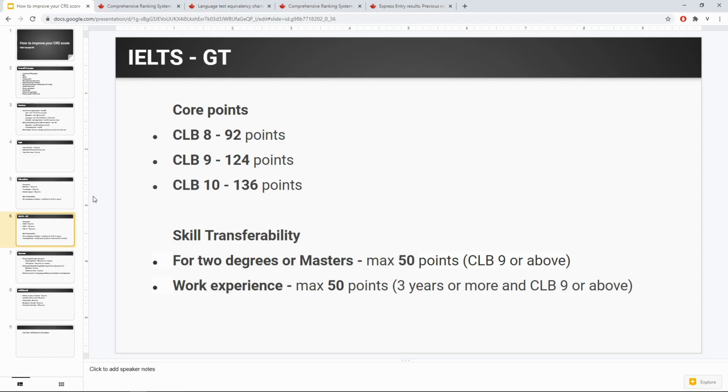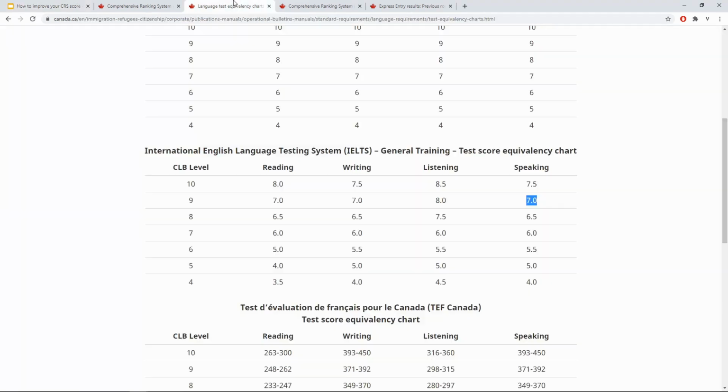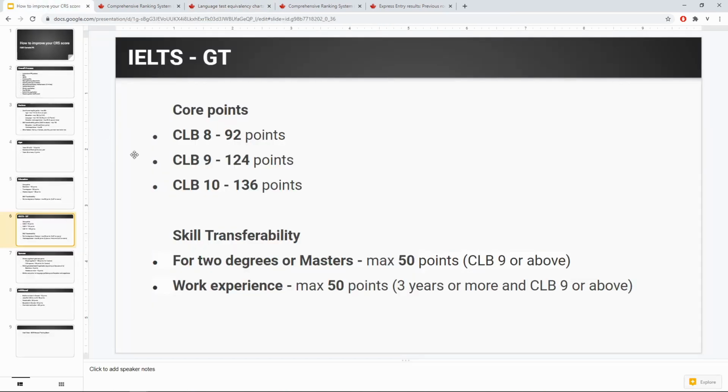Now if you don't know what CLB level 8, 9 or 10 means, let me quickly show you what that means. CLB level 8 means you scored 6.5 out of 9 in reading, 6.5 in writing, 7.5 in listening, and 6.5 in speaking. CLB level 9 means you have scored 7 in reading, 7 in writing, 8 in listening, and 7 in speaking. So that is what CLB level 8, 9 and 10 means.